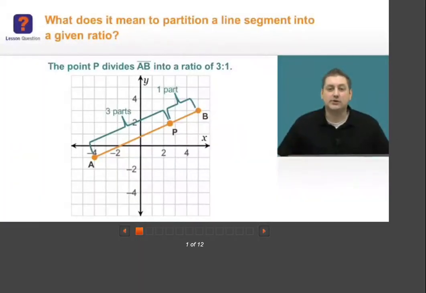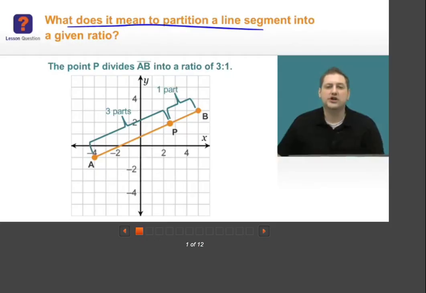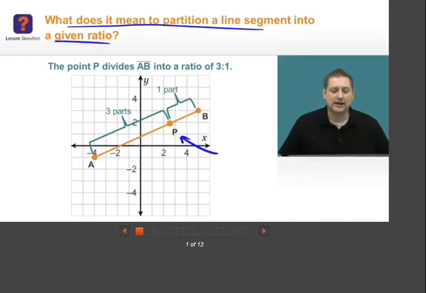In this lesson, we're answering the question, what does it mean to partition a line segment into a given ratio? By now, you should be familiar with how to take a line segment on a number line and find a ratio that corresponds to parts of that line segment. What we're going to focus on next is identifying a point on a line segment that allows us to partition or divide a line segment into a given ratio.